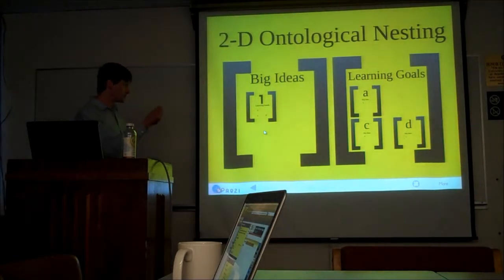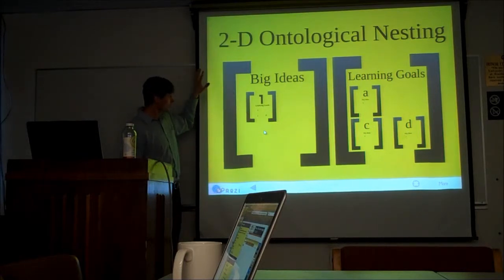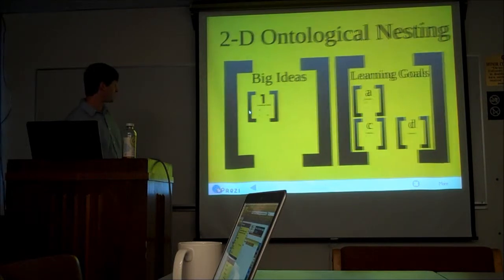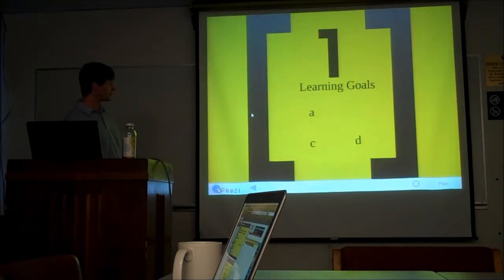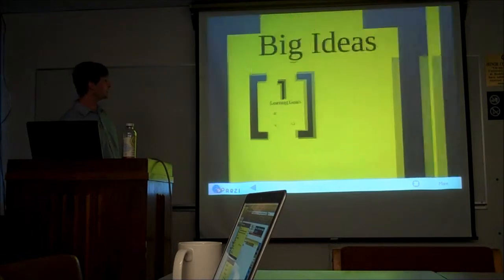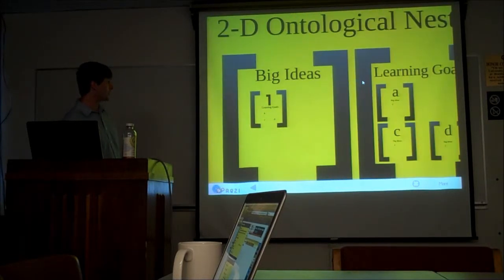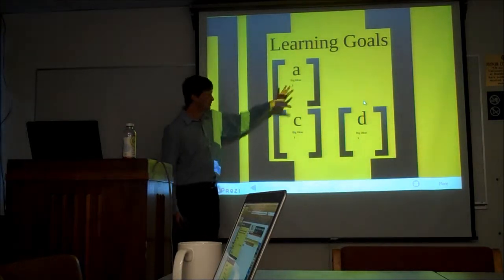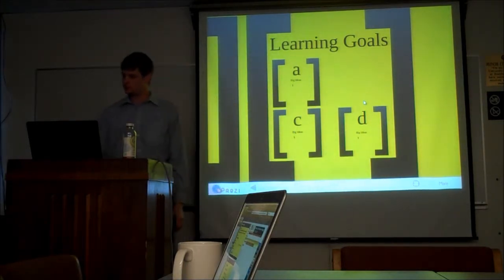Then for the 2D ontological nesting, when you're searching for all instances of big idea 1, you can view it from the perspective of big ideas and see that big idea 1 is related to learning goals A, C, and D. You can view that same database from the perspective of learning goals and see that big idea 1 appears in A, C, and D.